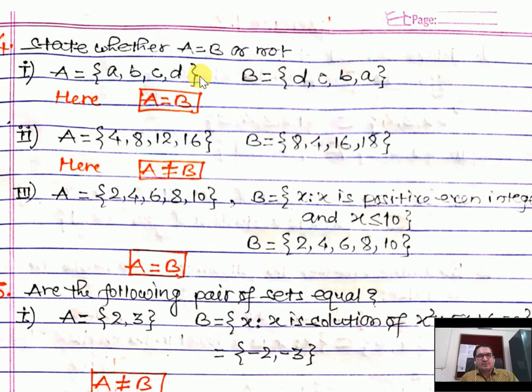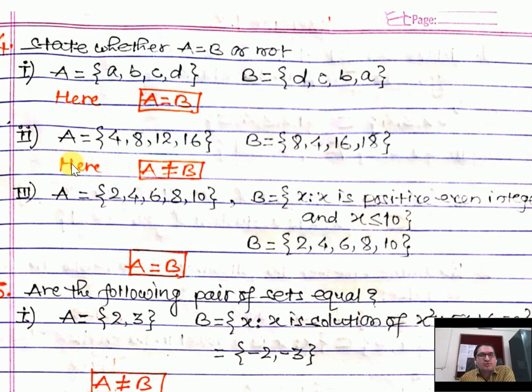Question number 4, state whether A equal to B or not. Two sets are equal if each and every element is equal to each other. Set A is given as A, B, C, D. Now B is D, C. Look here: the element A is common in both A and B. Element B is common in both A and B. Element C is common, and D is common in both. So elements of A are equal to elements of B, right? Not the number of elements; the elements themselves should be equal to each other. So that's why A will be equal to B.